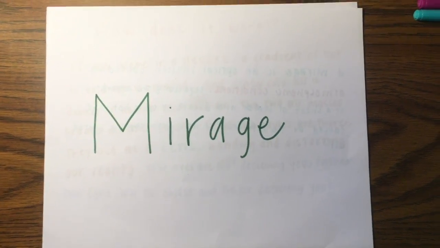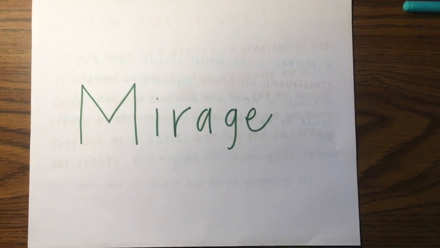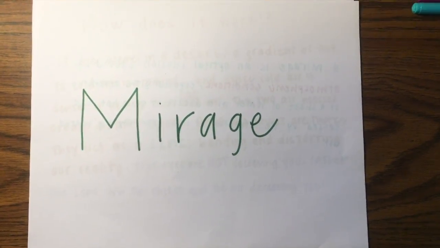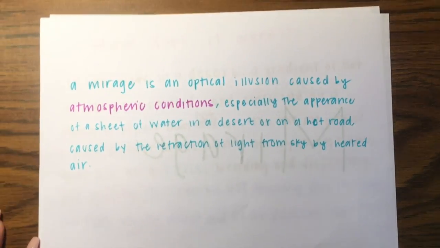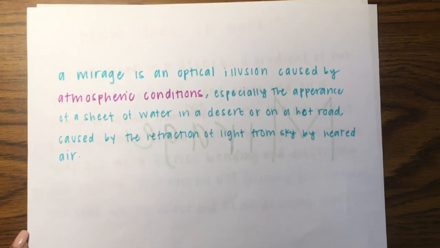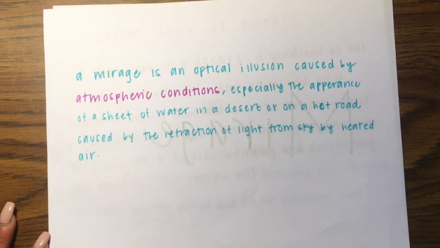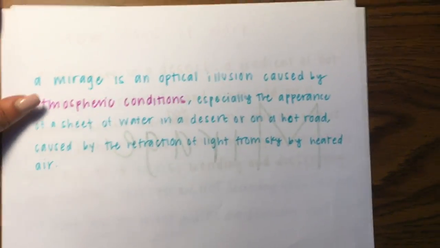So today we will be discussing the idea of a mirage and how the mirage works, especially in the Hollywood clip of the Titanic. A mirage is an optical illusion caused by atmospheric conditions, especially the appearance of a sheet of water in a desert or on a hot road caused by the refraction of light from the sky by heated air. So it's very important to focus on the atmospheric conditions, which will be described next.